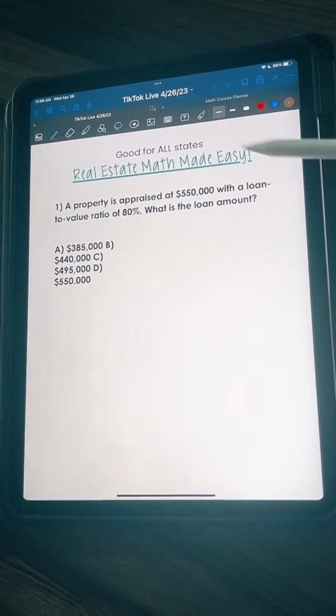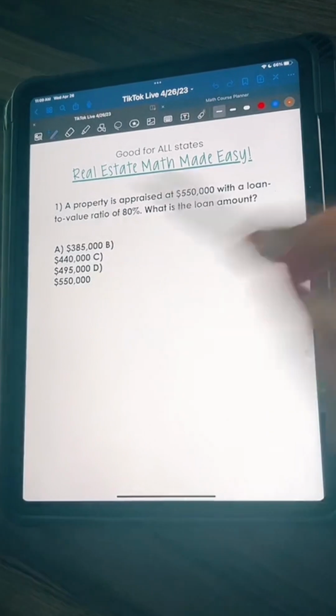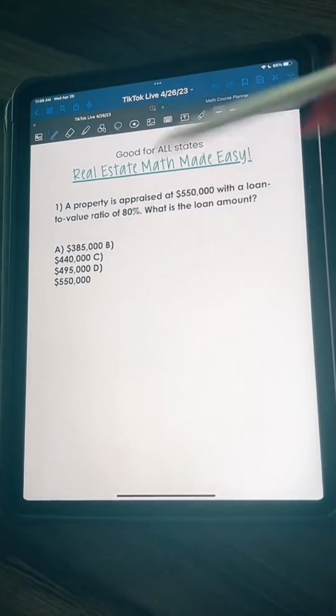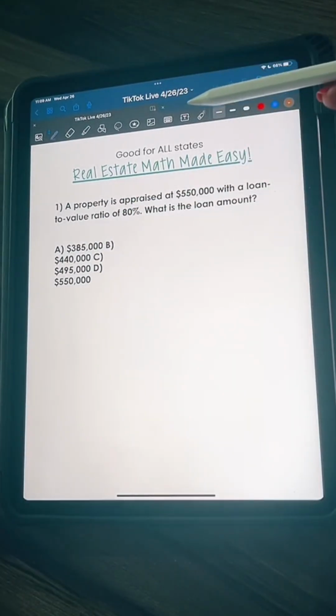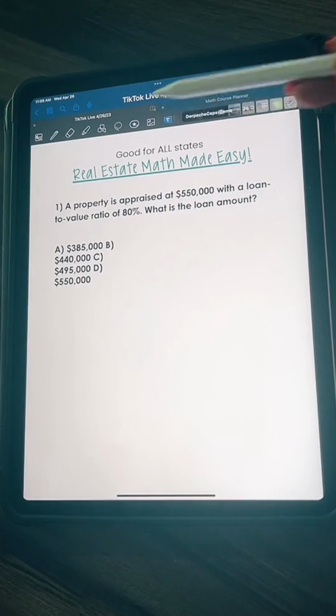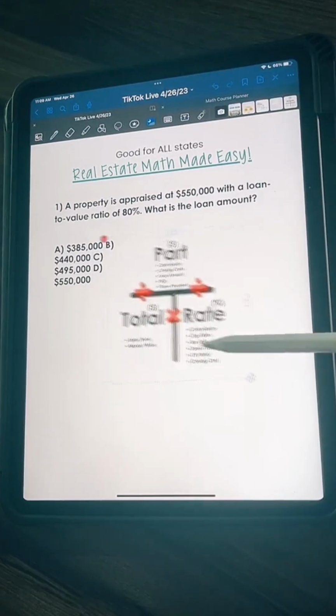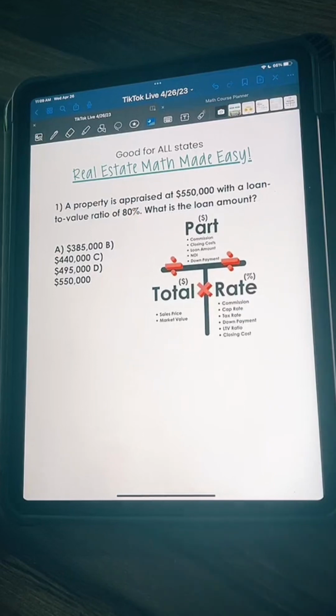So, number one says a property is appraised at $550,000 with a loan to value ratio of 80%. What is the loan amount? Oh, goodness, I totally messed up here. Well, but we can figure it out. All right, so since we're dealing with a percent, I know that I can use my T-chart method.